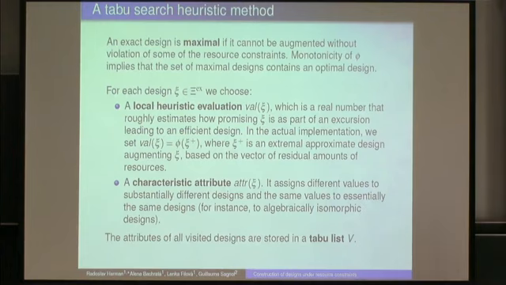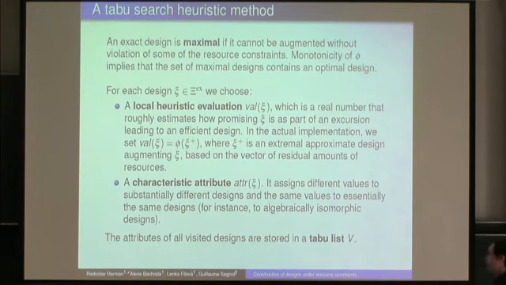And we also need a characteristic attribute of the design xi, which we need to devise such that it assigns different values to substantially different designs and the same values to essentially same designs. Okay? Most importantly, in problems with many invariances, it is a very good approach, because then we skip going through designs that are essentially the same, that is isomorphic, for instance.